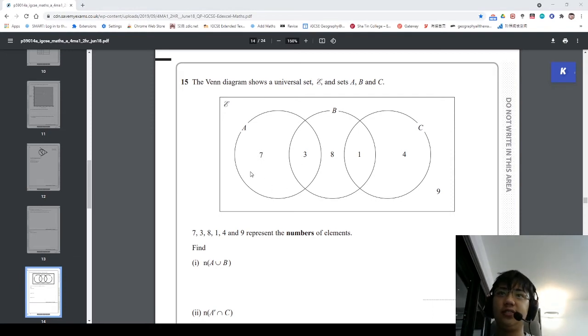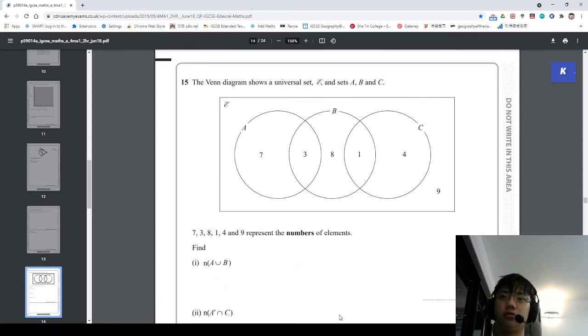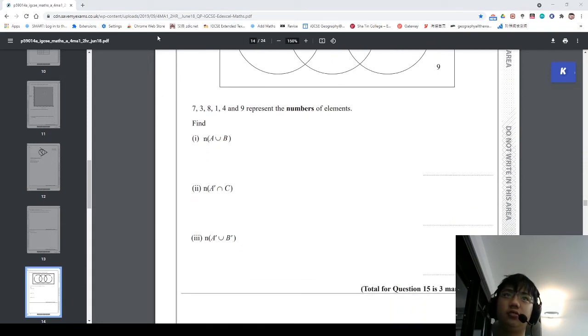Question 15 gives us a Venn diagram, and 7, 3, 8, 1, 4, and 9 represent the number of elements. Find n(A union B), the number of elements in A inverse intersect C, and the number of elements in A inverse union B inverse. So let's just copy the Venn diagram and also the questions.